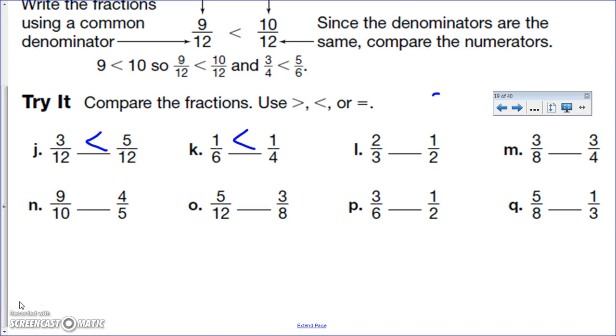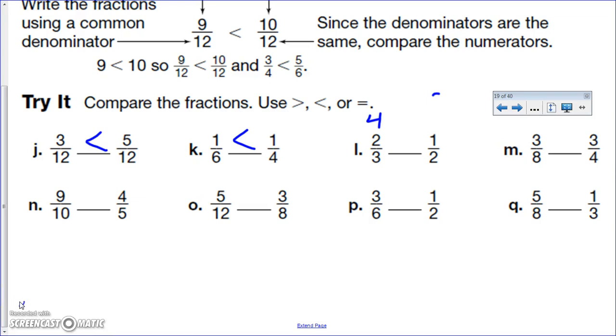For L here, we can do it one of two ways. We can find a common denominator, which would be 6, and create two equivalent fractions for each one and compare them. Or we can do another method called cross multiplying. This is where you multiply the numerator of the fraction on the left with the denominator of the fraction on the right. So 2 times 2 is 4, and we're going to put the 4 above the 2/3.